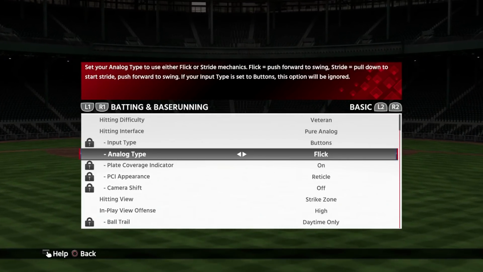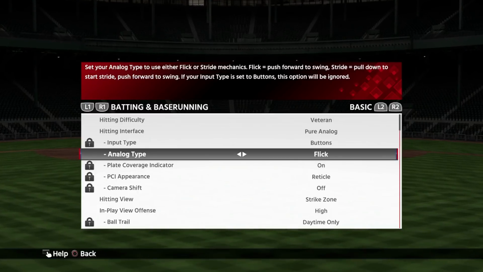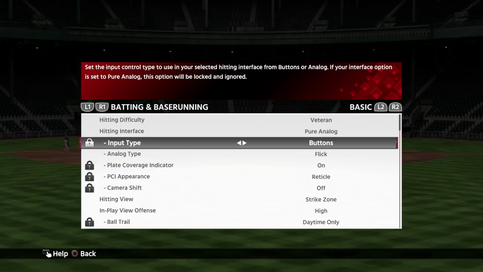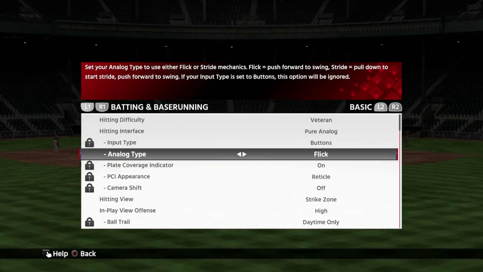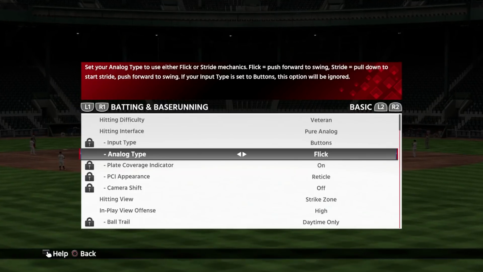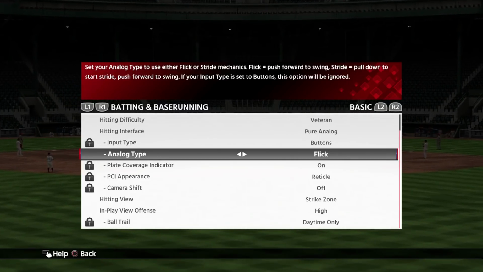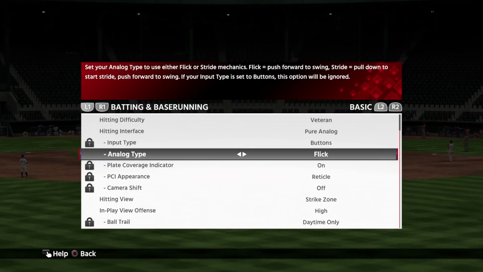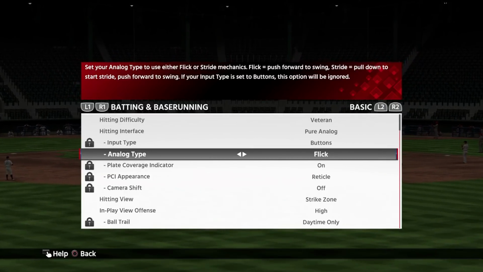Alright, so there's 2 different analog types you can do for pure analog. Obviously you're going to be using the analog, so the input type is locked, you have to use the right stick. However, there are 2 distinct ways to hit with analog, and they're a lot different actually. You have the flick option, and then you have the stride option. I would recommend the flick since stride doesn't really give you an advantage anymore.